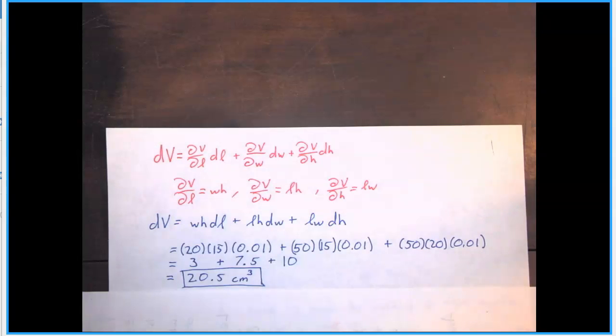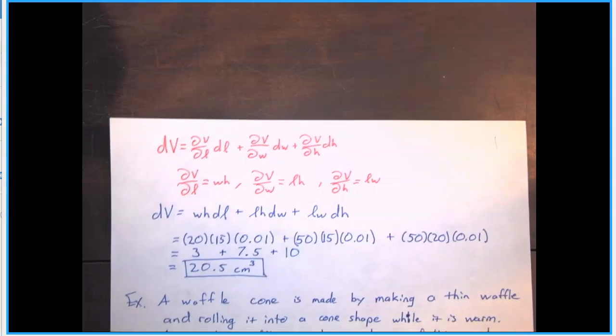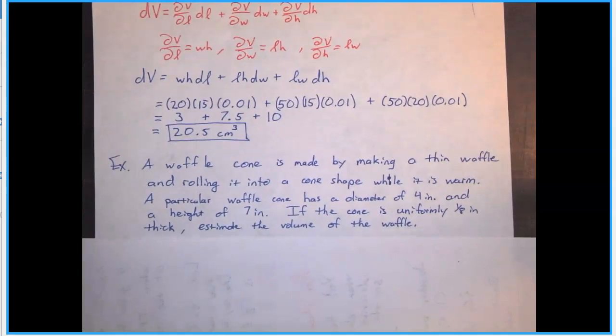Okay, the second example involves waffle cones. To make a waffle cone, you make a thin waffle, and then you roll it into a cone shape while it's still warm, and then you wait for it to cool. You have your waffle cone. And in this problem, we're going to find out how much waffle we need to make a particular waffle cone.